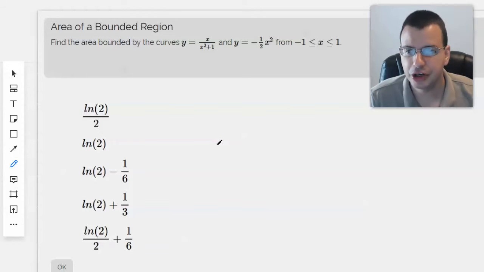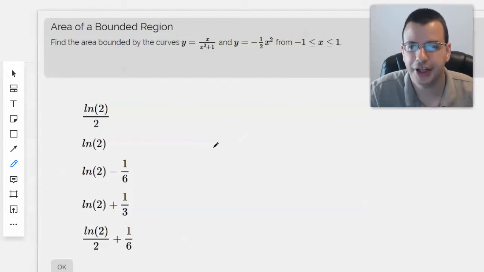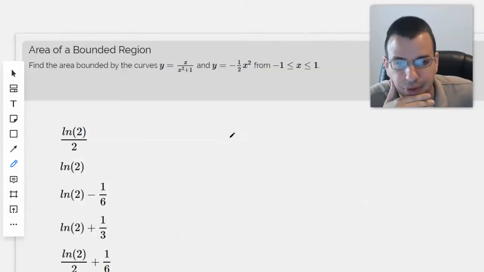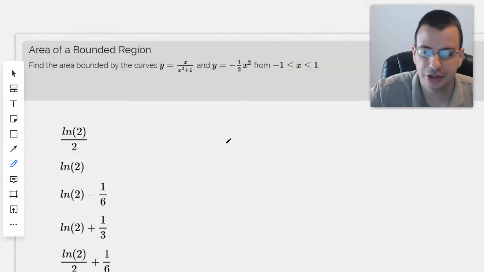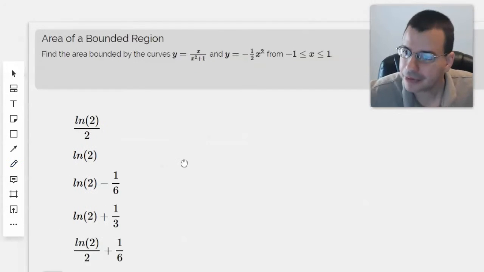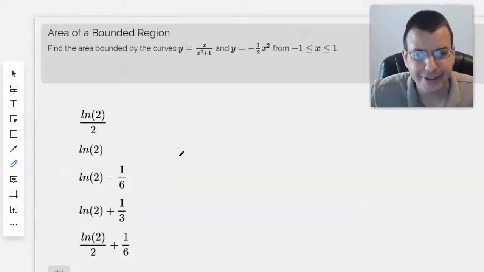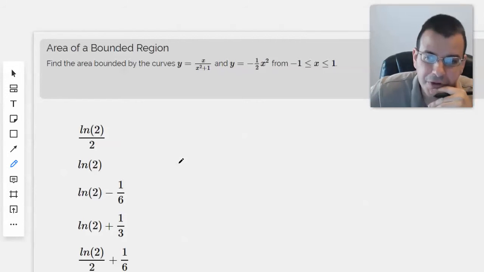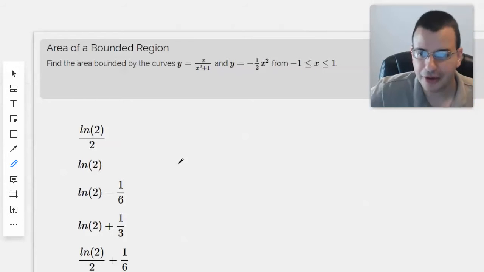Find the area bounded by the curves y equals x over quantity x squared plus 1 and y equals negative 1/2 x squared from negative 1 less than or equal to x less than or equal to 1. Okay, so, man, this is... So I have no idea how to graph that.